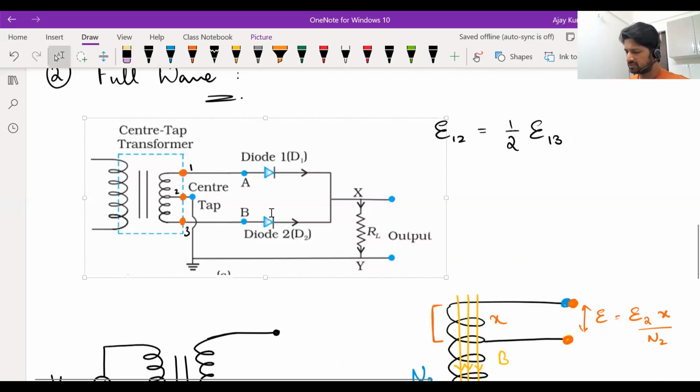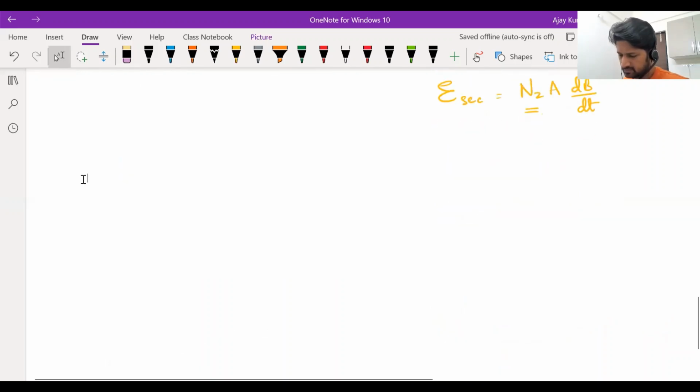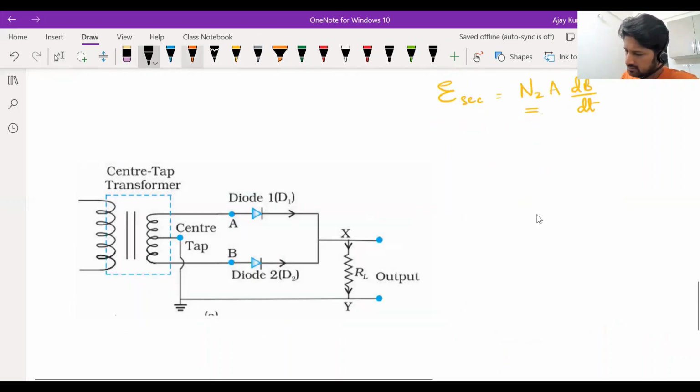Now, what is the advantage of using this kind of a transformer? Let us study this circuit that is shown here. Assume an input alternating voltage is supplied here. So basically what happens, for some time, this end will be at higher potential, this end will be at lower potential. Let's call that the positive half cycle.